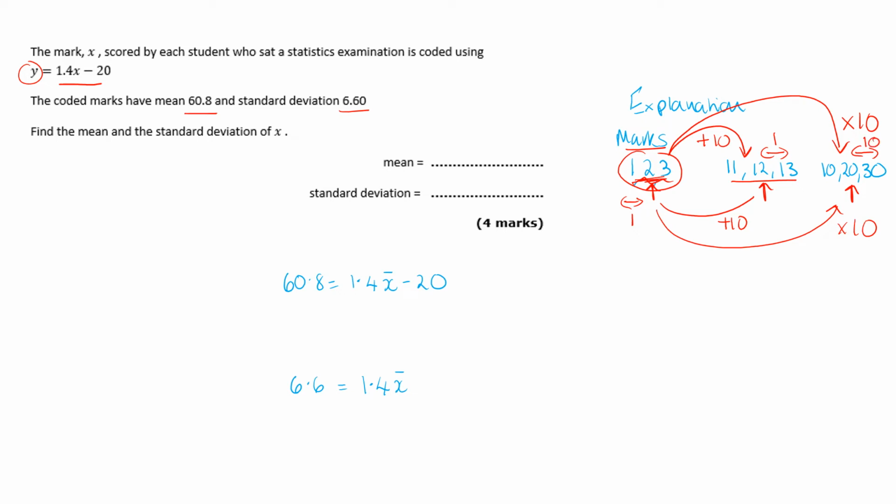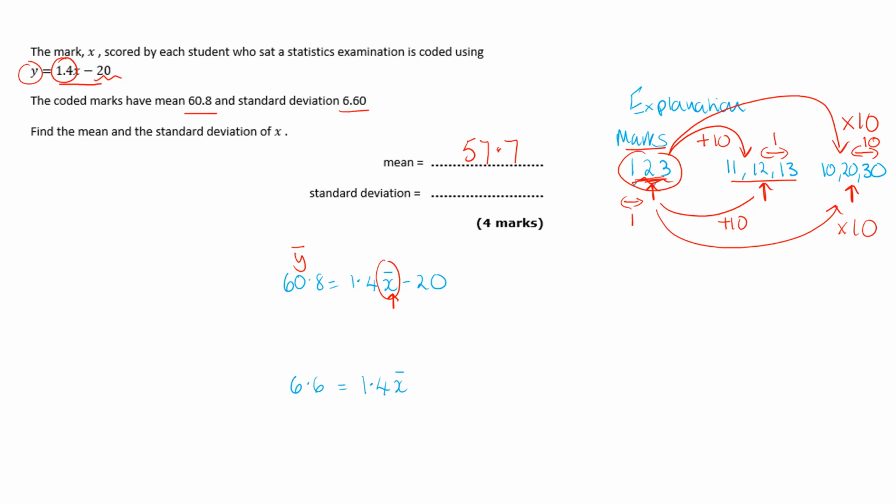So when we have performed these operations, the 1.4 timesing by the X marks is going to affect the spread, but the fact that we've taken them down 20 marks on the number line is not going to affect the spread. So we need to get the X bar mean, and this is the Y bar. So all we need to do is solve for that X bar. So you do 60.8, add on the 20 and divide by the 1.4. So the mean of the original data, if you do those operations, is 57.7.